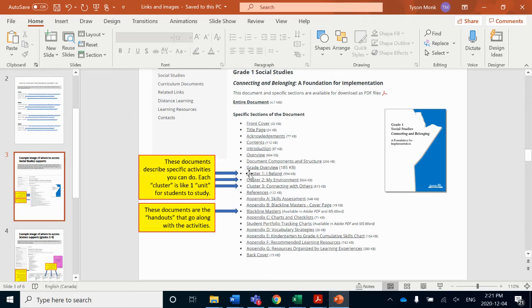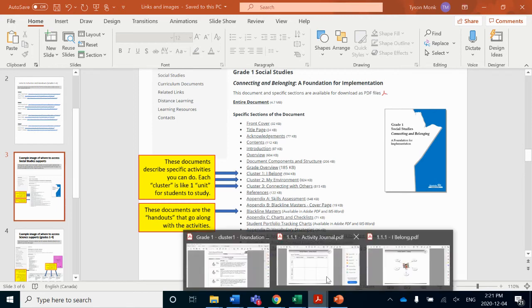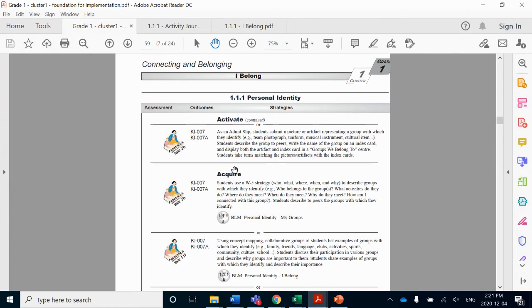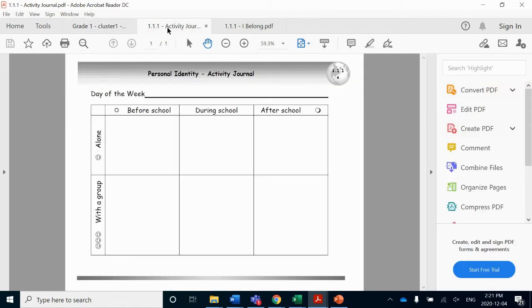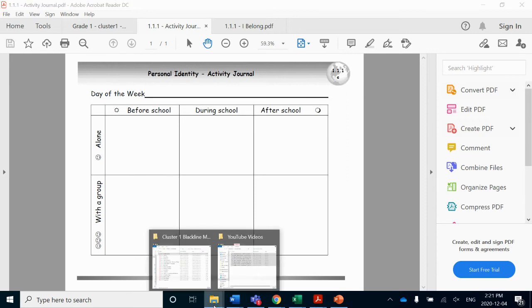Right now, we're looking at this document, Cluster 1, I Belong, and I'm going to flip us to the Blackline Masters here. So we're looking at this activity using BLM 1.1.1a, and I've got that right here. So your student can, oh, this is activity C. Always make sure that you double check here. So make sure you're using the right handout with the right activity because that can get very confusing.